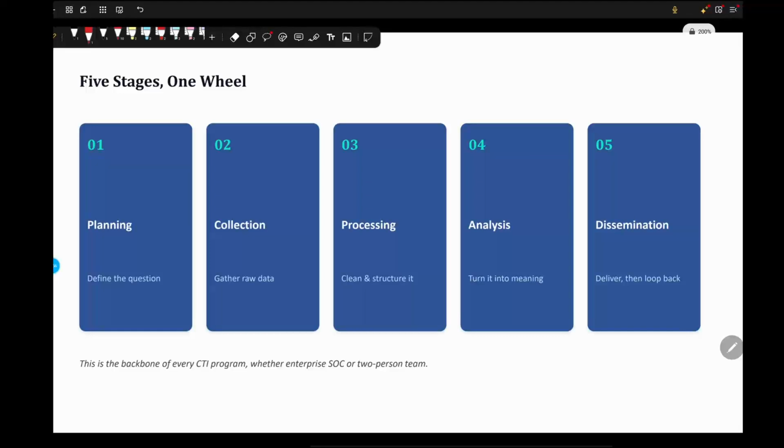Let's do a quick recap. There are 5 stages: planning, which defines the question. Second is collection, gathering the raw data. Third is processing, which cleans up and structures the data. The fourth stage is analysis, which gives meaning to that data. And the final stage is dissemination, basically deliver, then loop back. And this is the backbone of every threat intelligence program, whether it's a massive enterprise SOC or a two-person team. It doesn't matter. So that's it.